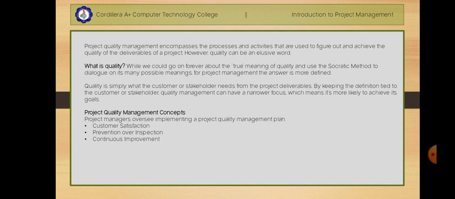Okay, so quality is, while we could go on forever about the true meaning of quality and use the Socratic methods to dialogue on its many possible meanings, for project management, the answer is more defined. So yung quality naman is simply what the customer or stakeholder needs from the project deliverables. So ito yung mga kailangan natin, even the customers and mga stakeholders.